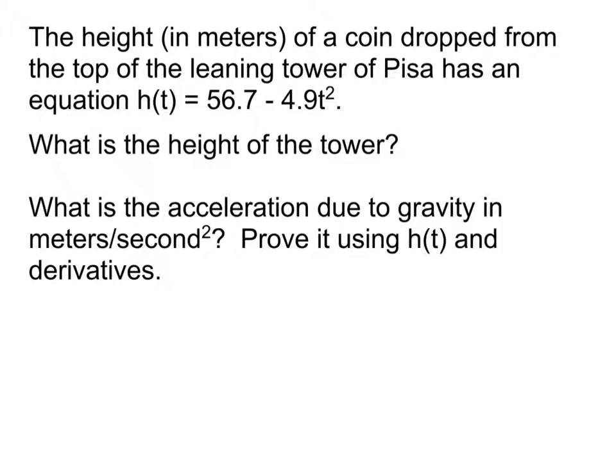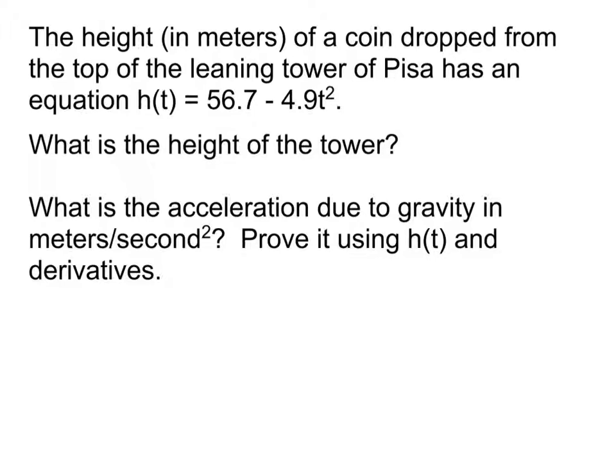Now I want to practice some of those ideas with this problem. So we have a height in meters. So notice we're switching over to meters, not feet. So it's no longer going to be the same 32 as we had before. A coin dropped from the top of the Leaning Tower of Pisa has an equation h of t equals 56.7 minus 4.9t squared. So first question is, what is the height of this tower?